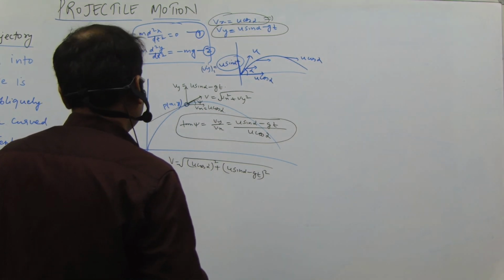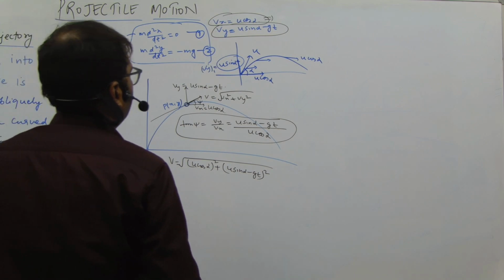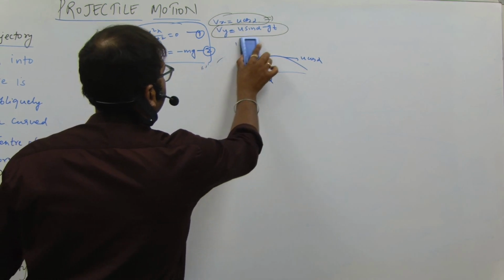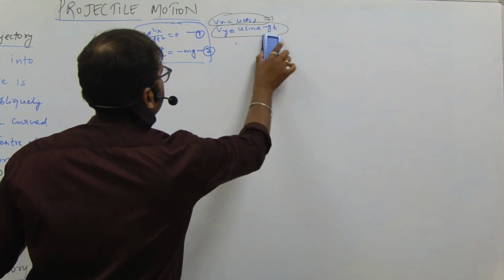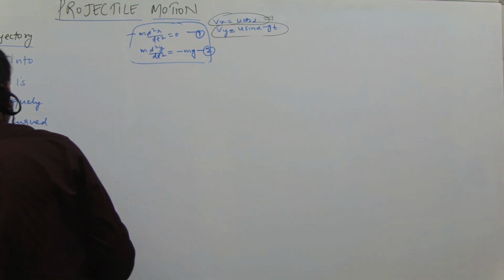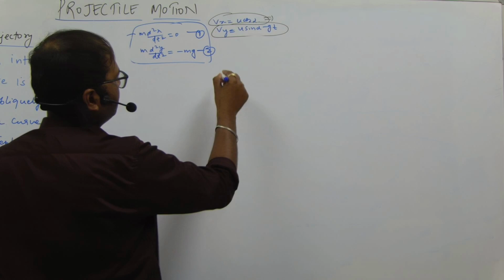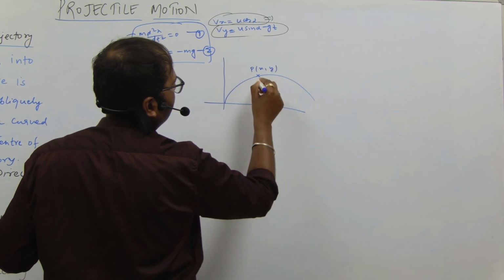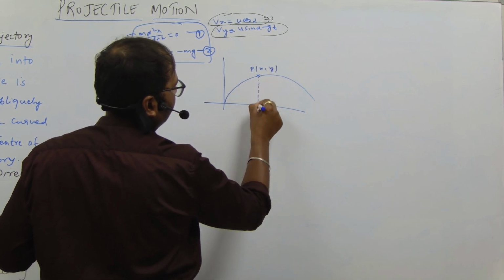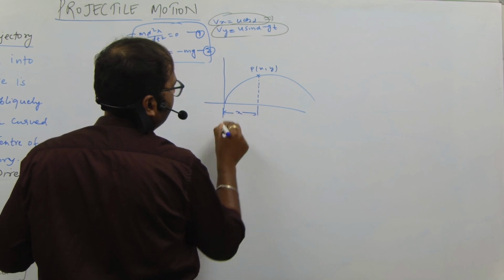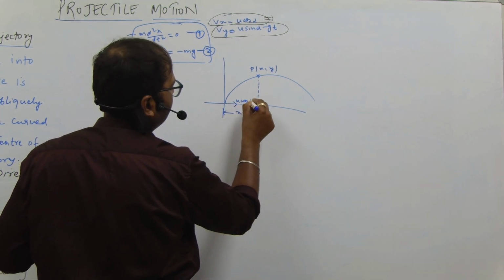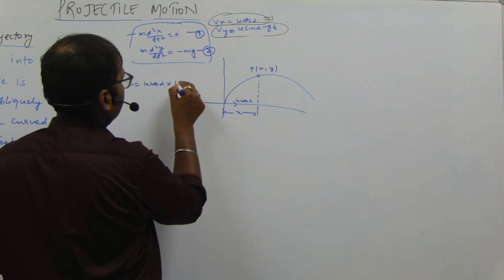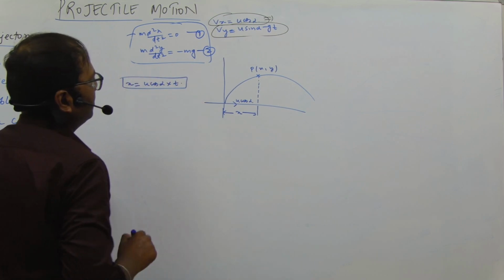Let us proceed further towards the calculation of the x and y coordinates at a random point. So now let us consider a random point P(x, y). Let us find the x coordinate and the y coordinate. This total distance is x and the velocity along the horizontal direction is u cos alpha. So x is equal to velocity into time, so u cos alpha into t.